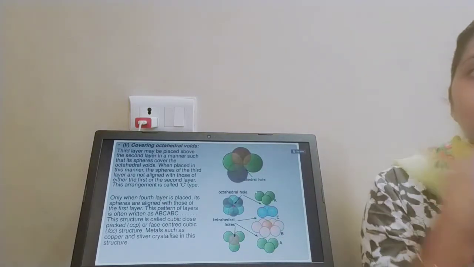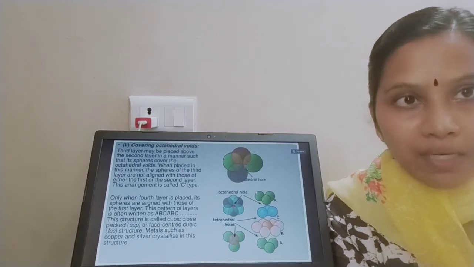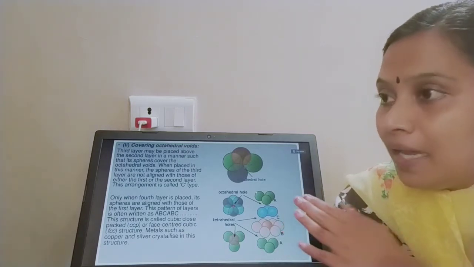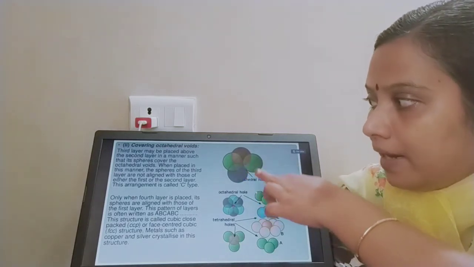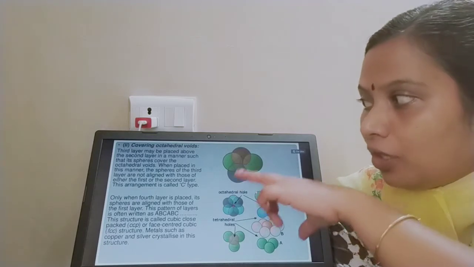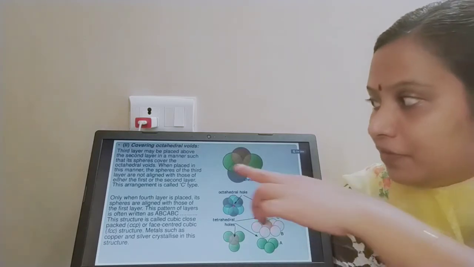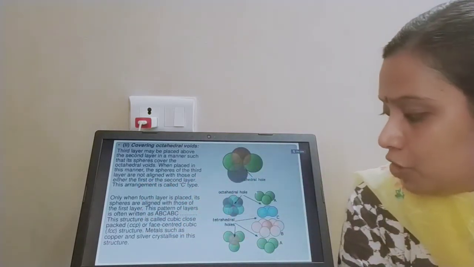Till now we have seen only 2 types of arrangement, A type or AB type. Here, when I make an attempt to close the octahedral void in this way, my third layer cannot be aligned with the first layer. It cannot be aligned with the first or the second layer. So this arrangement is called C type.